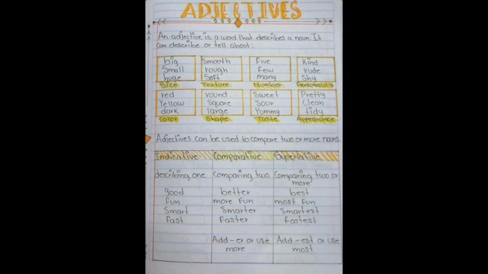The adjectives can describe or tell about size, texture, number, personality, color, shape, taste, or appearance. And the adjectives can be used to compare two or more nouns. Use the positive, comparative, and superlative.